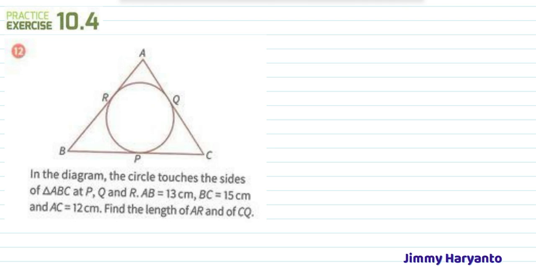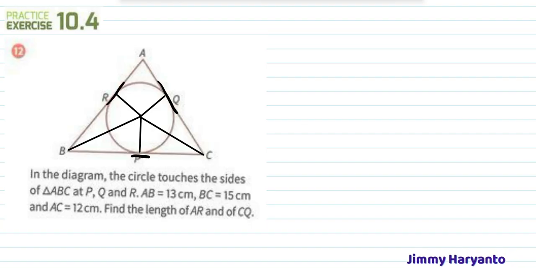Okay guys, next is question 12. For question 12, I think it's a little bit hard. Let's try to do it like this. First I want to create these lines like this. Okay, so this is the tangent and tangent to the circle. That means this one is 90 degrees, 90 degrees, also 90 degrees.